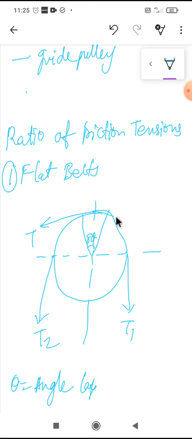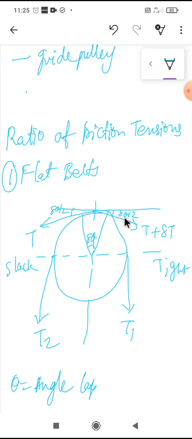Now suppose the tension on the slack side is T, and on the tight side it will be greater, so let's say it is T plus delta T. So this is the slack side and this is the tight side. This will also create an angle with the horizontal. Both angles will be the same, equal to this angle divided by 2, that is delta theta by 2. You have to understand the geometry here to see why it is delta theta by 2.